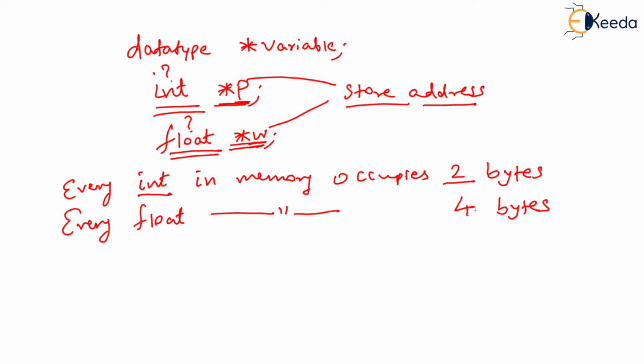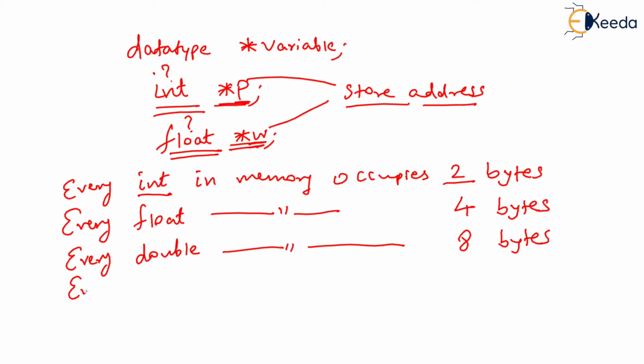Again, this is not a rule. On my system, maybe every float occupies 4 bytes, but maybe on your system, every float requires 8 bytes. Then there is one more data type, double. And double is same as float actually, but it is a longer float. You can store larger values in double, and double also has better accuracy than float. Whenever you store any double in memory, it occupies 8 bytes.